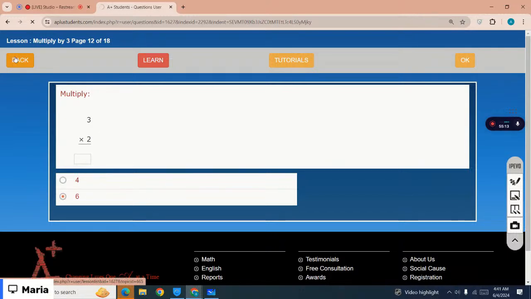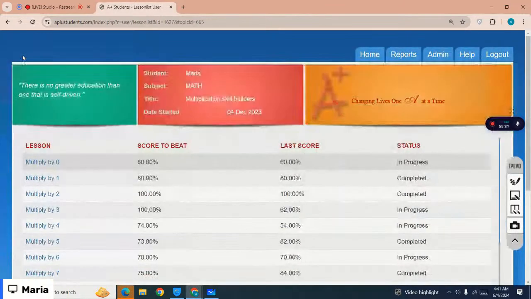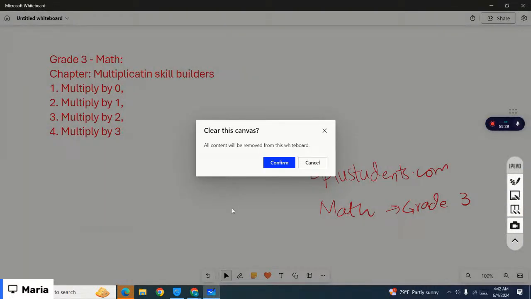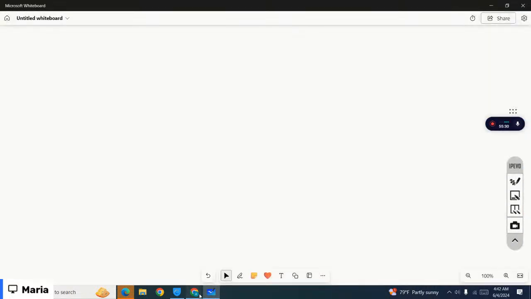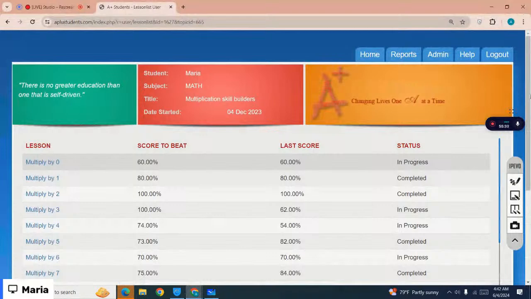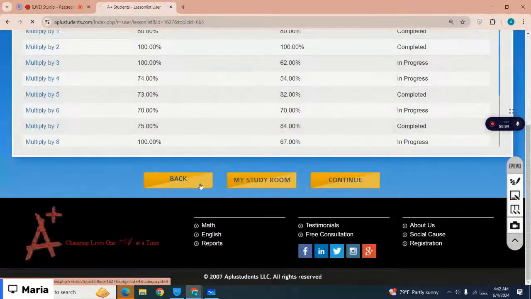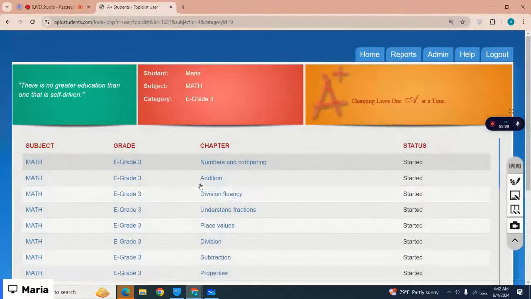So we were working on grade 3 math. The chapter we were working on is multiplication skill builders, and the lessons we have covered today are multiply by 0, multiply by 1, multiply by 2, and multiply by 3. So please make sure before the next session you complete all the practice questions for the lessons we did today. That is your homework until next session.